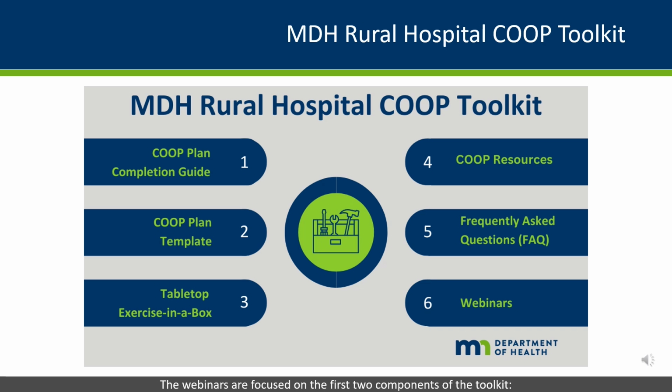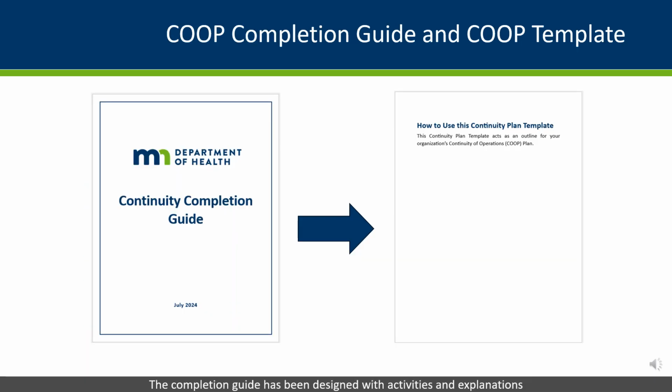The webinars are focused on the first 2 components of the toolkit, the COOP completion guide and the COOP plan template. The completion guide has been designed with activities and explanations of how to write a COOP plan for your organization. As you complete the activities, you can move answers into the COOP template. The template can be edited or adjusted however you see fit to meet the needs of your organization.